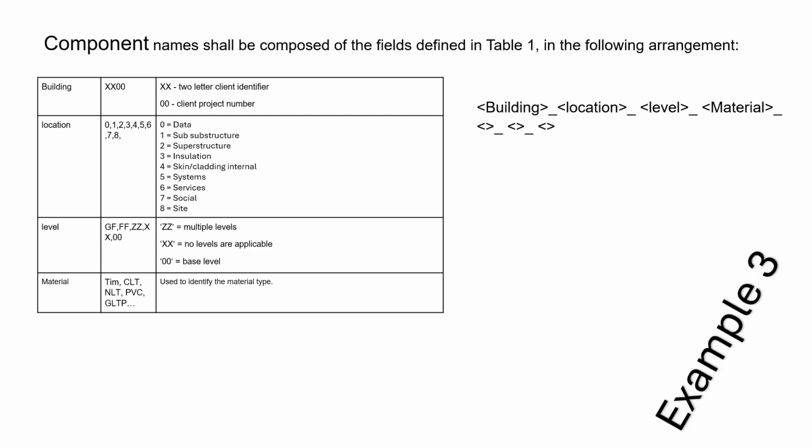And then timber, TIM, CLT, cross-laminated timber, NLT, nail laminated timber, PVC, plastic piping, external use, GLTP, you've not came across that yet, it's only a brand new product. I'll show you another time when we're off topic. Type could be wall, floor, window.